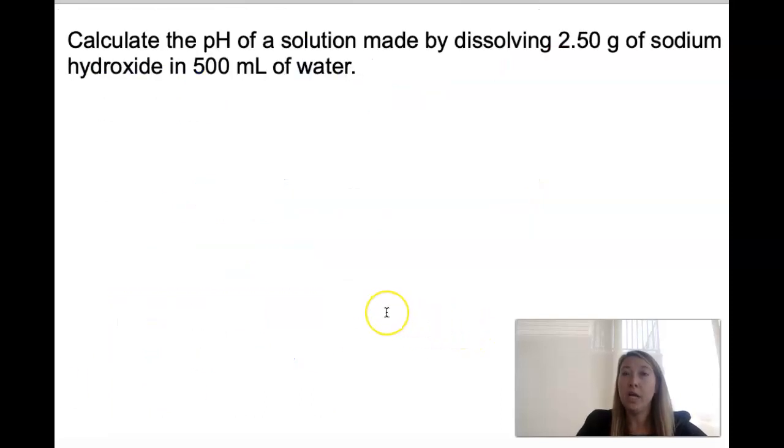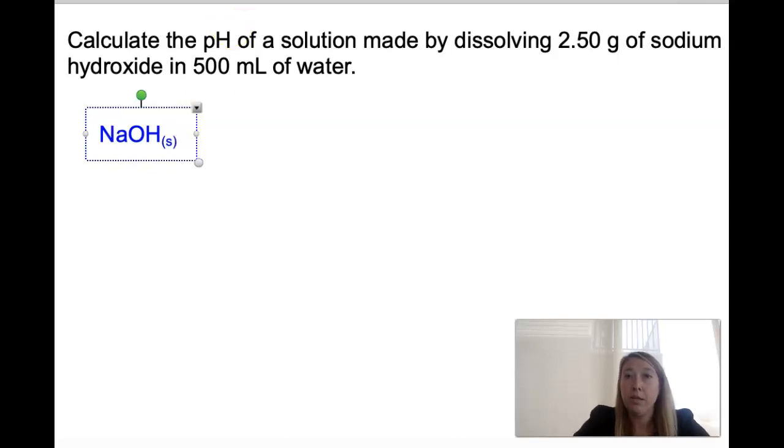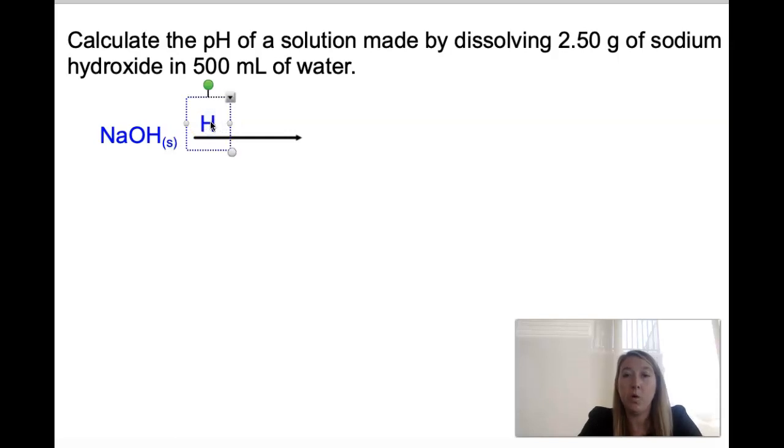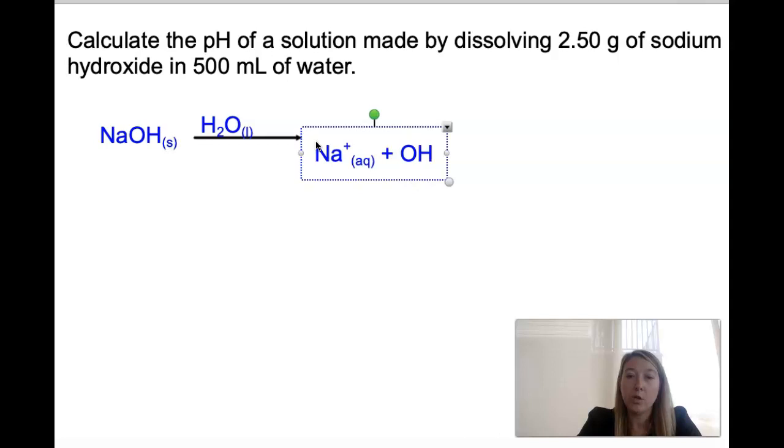All right, so the last one is going to be a base question. It says calculate the pH of a solution made by dissolving 2.50 grams of sodium hydroxide in 500 mL of water. So same deal, we're going to start with our equation. So we have sodium hydroxide. Okay, this is a base. It is a strong base, so a single-headed arrow. Because it's a base, we're going to write water over the arrow. Then this is going to dissociate and give us sodium ions plus hydroxide ions.